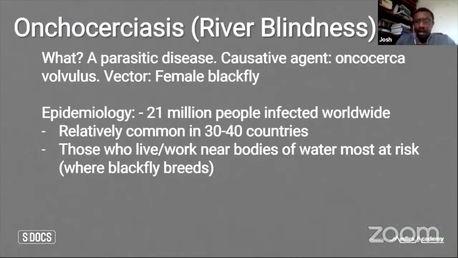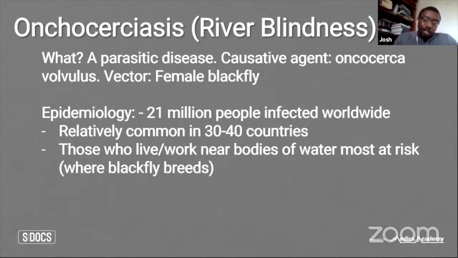What is onchocerciasis? It's a parasitic disease. The causative agent is Onchocerca volvulus, which is a parasite, and the vector is a female black fly, which spreads the parasite by biting other humans. The parasite then comes into the tissue or bloodstream, but certainly once the parasite's inside the body, it lays multiple offspring, and they travel in the bloodstream to where they're going to cause lots of issues, but we're going to be focusing on the eyes today.